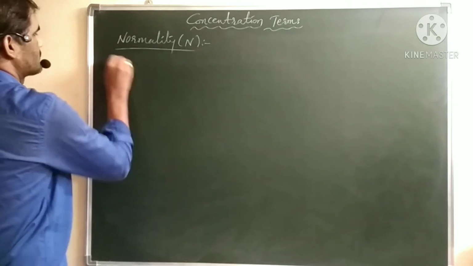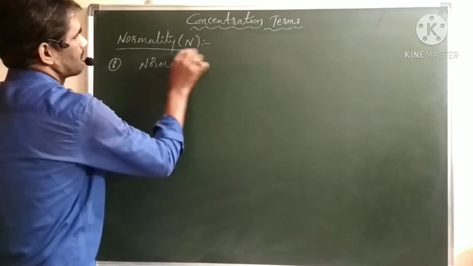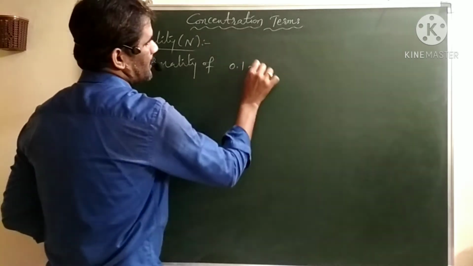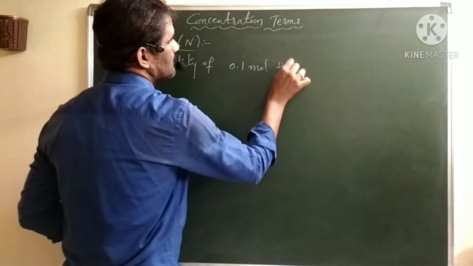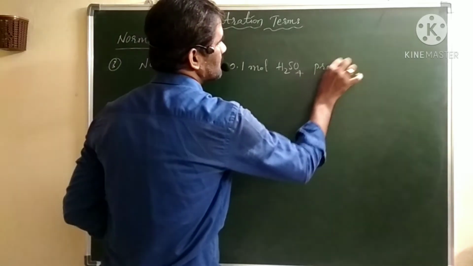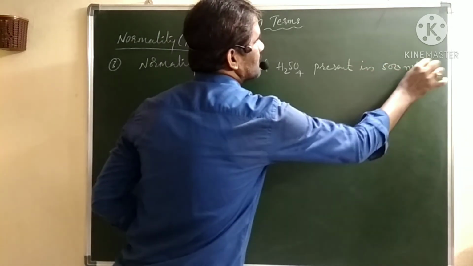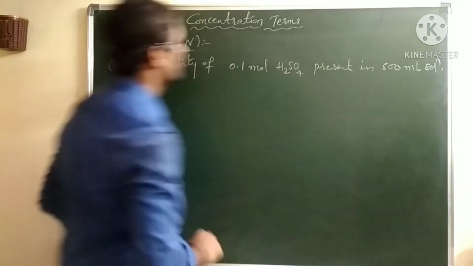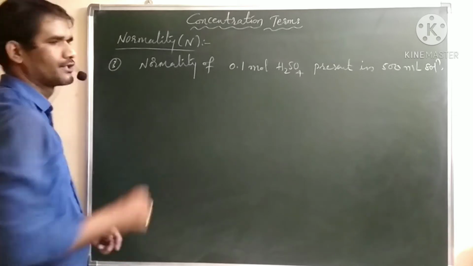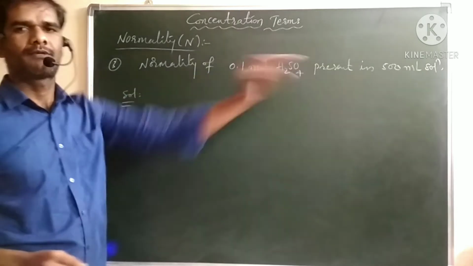Next, one more question. Normality of 0.1 mole H2SO4 present in 500 ml solution. For this, here they give the moles and the volume of the solution.